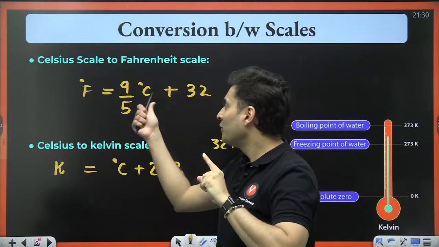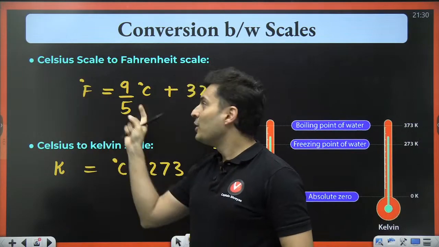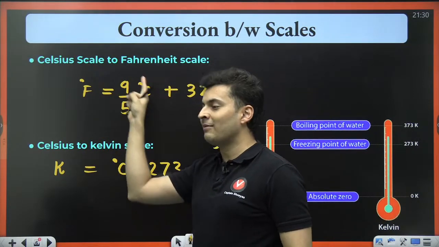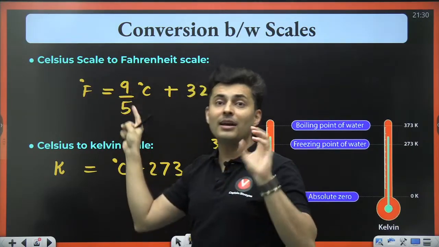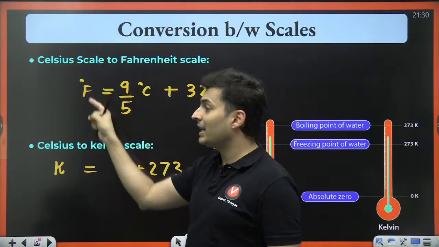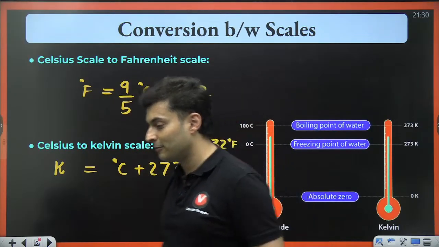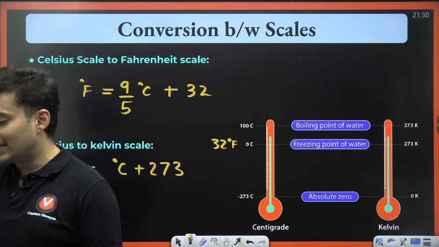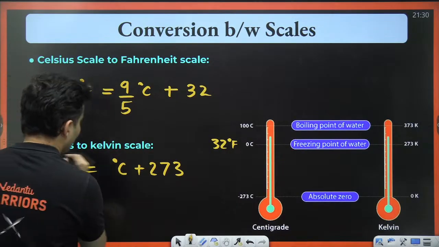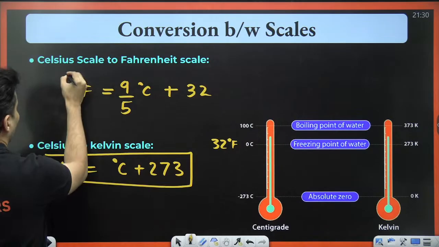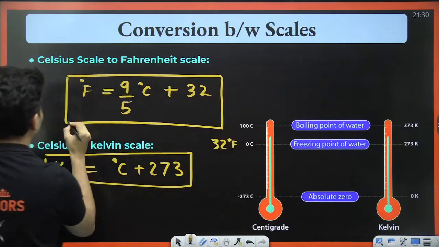So that's why when you go from Celsius to Fahrenheit, you multiply by a number more than 1. 9 by 5. 9 is more than 5. So when you multiply it by a number more than 1, automatically it becomes more sensitive. Understood? Is that clear, my dear students? Everybody with me? Okay. So keep all these things in mind. How do you convert from one scale to the other?